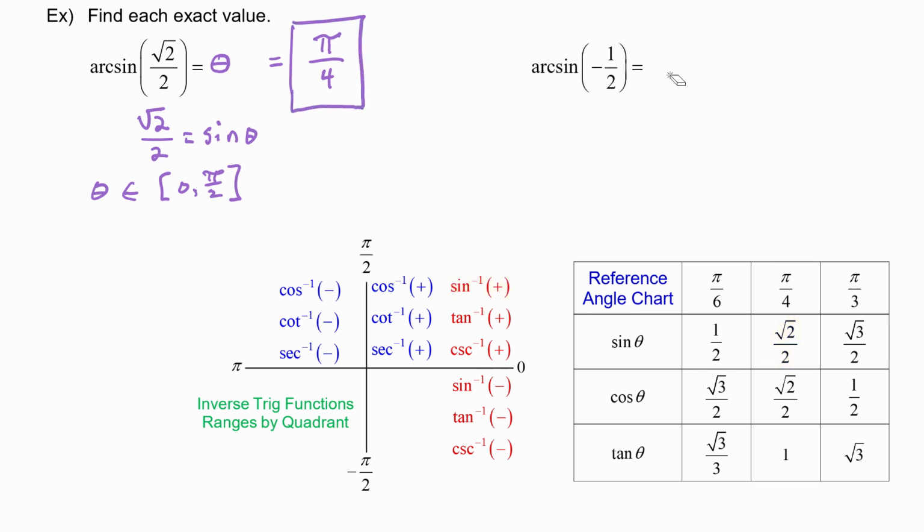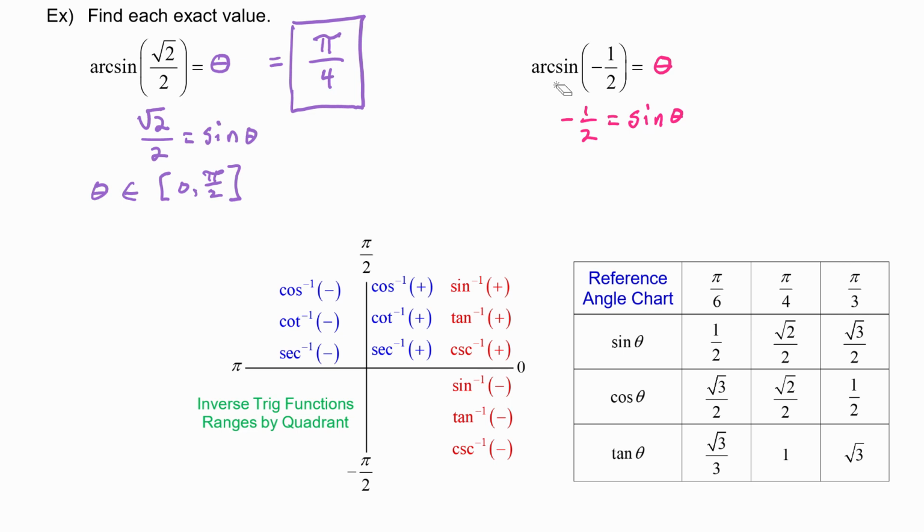Here, if we do the arcsine of negative half, we know this is going to output an angle, and now take the sine of both sides of this equation. Taking the sine of the arcsine of negative a half leaves us with negative a half, and we have that equals sine theta on the right-hand side.